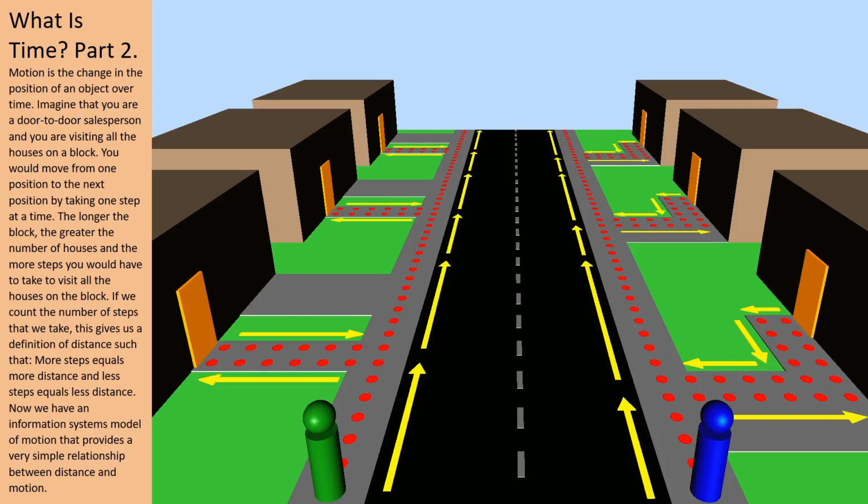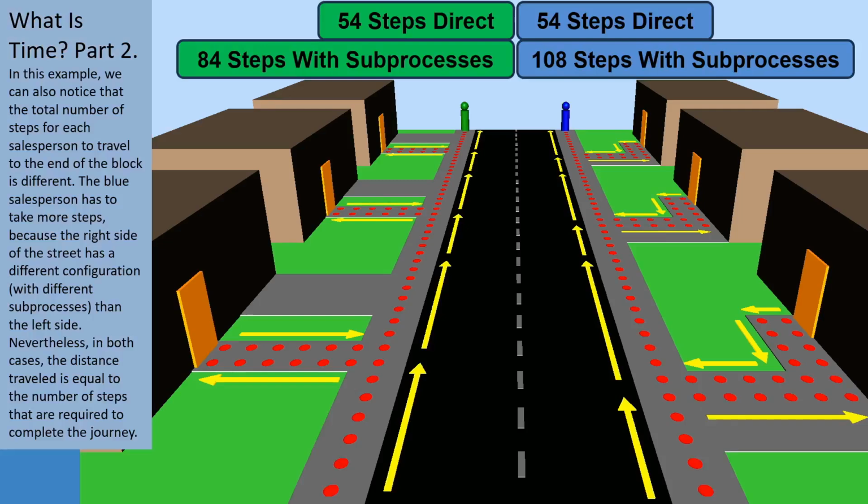If we count the number of steps that we take, this gives us a definition of distance such that more steps equals more distance and less steps equals less distance. Now we have an information systems model of motion that provides a very simple relationship between distance and motion. In this example, we can also notice that the total number of steps for each salesperson to travel to the end of the block is different.